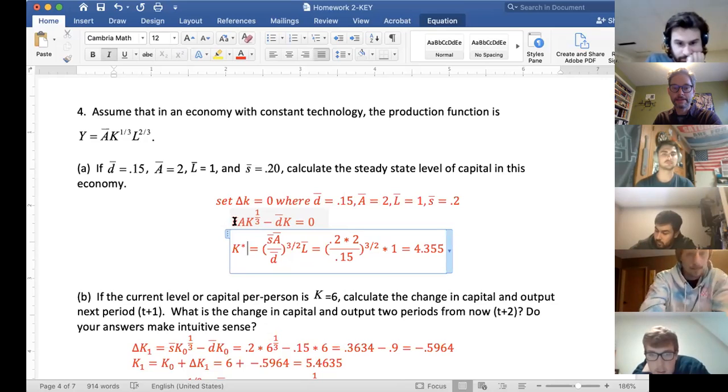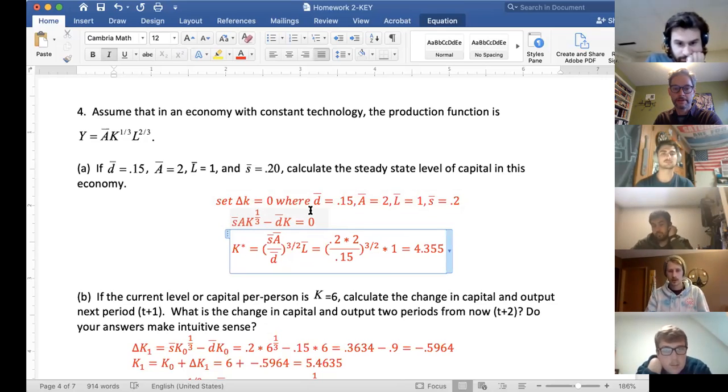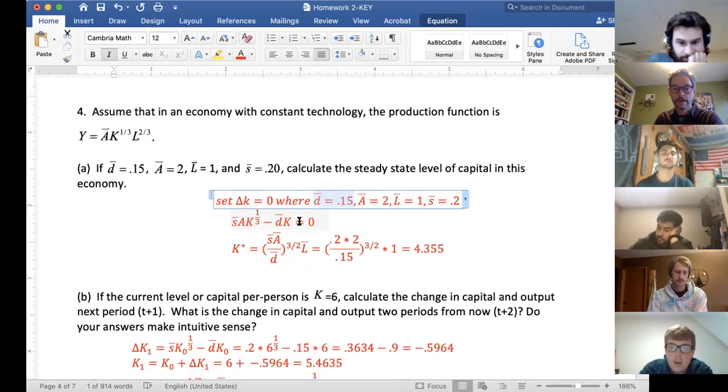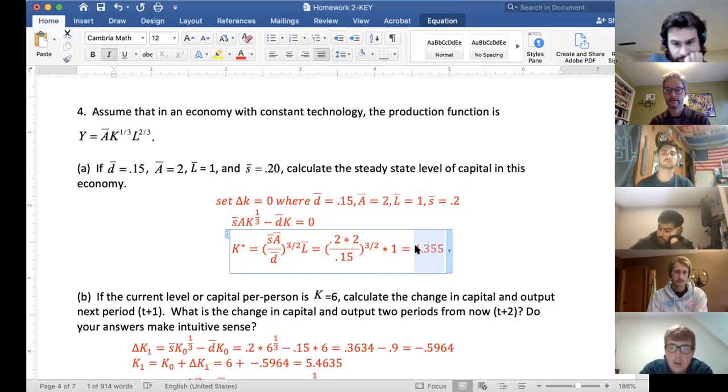You then plug in for s bar, which is 0.2. You plug in for A, which is 2. You plug in for d, which is 0.15. And you set that all equal to 0. And when you solve, you should get 4.355.